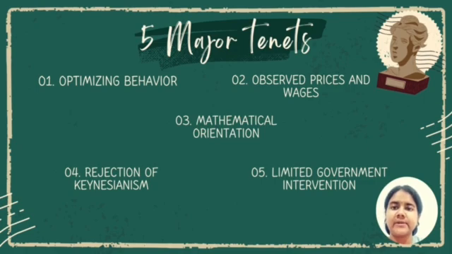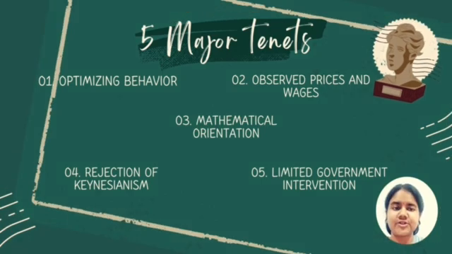First major tenet would be optimizing behavior. Second is the observed price and wages. Third is the mathematical orientation. Fourth major tenet is the rejection of Keynesianism. And fifth will be the limited government intervention.